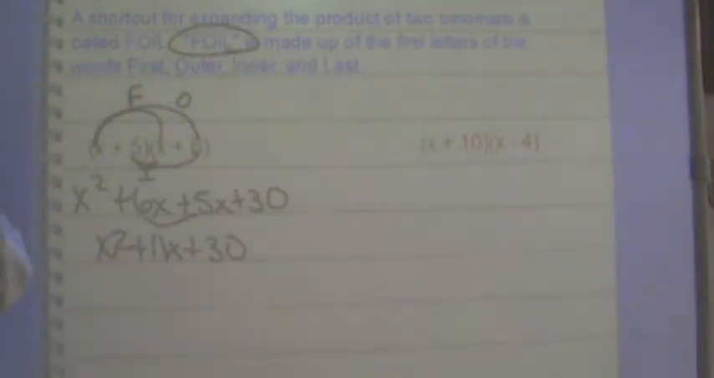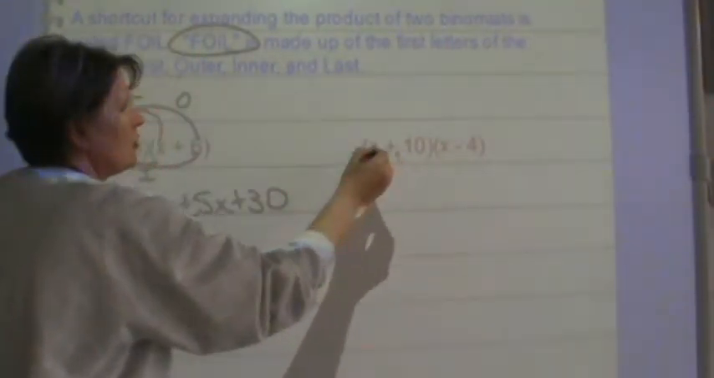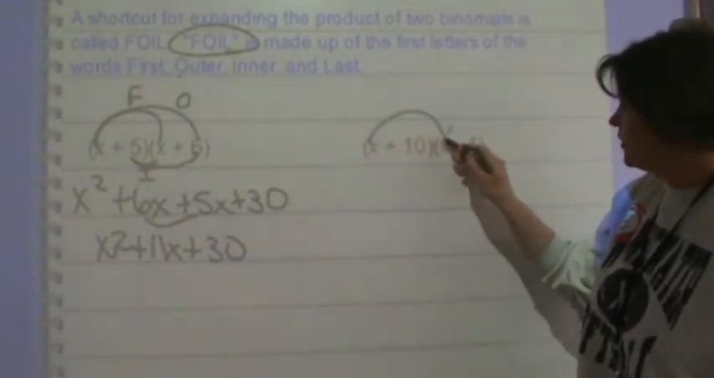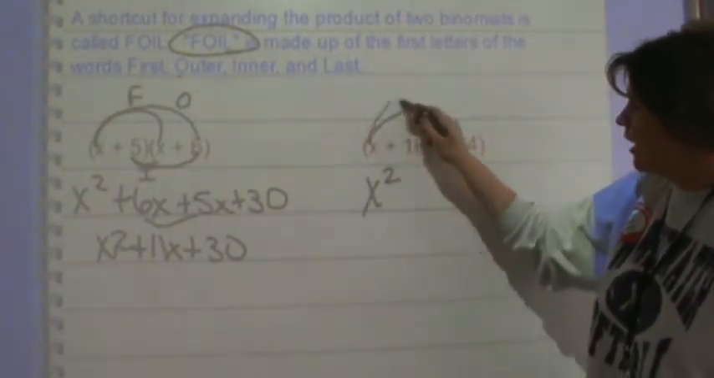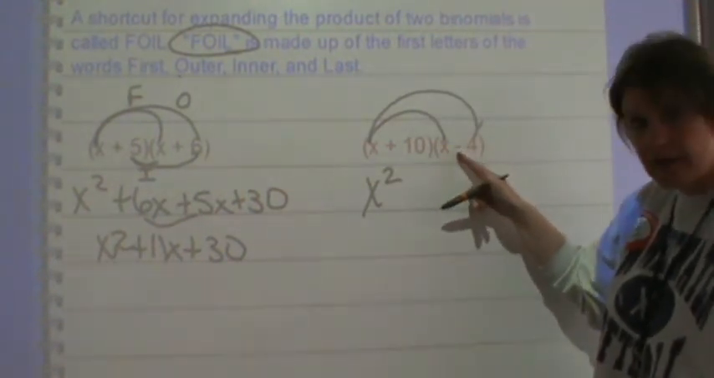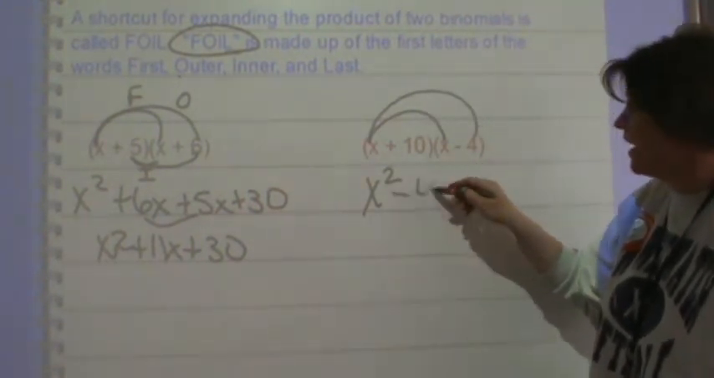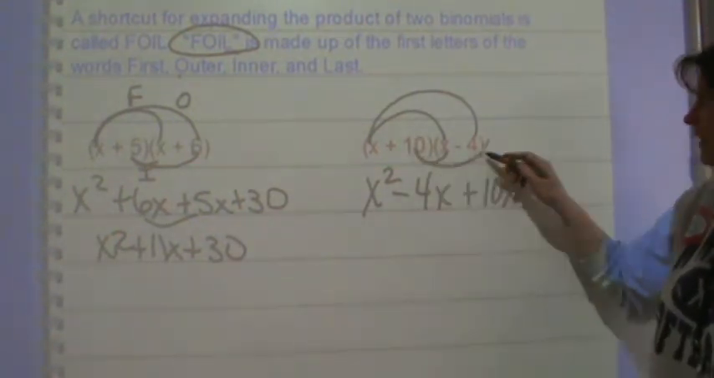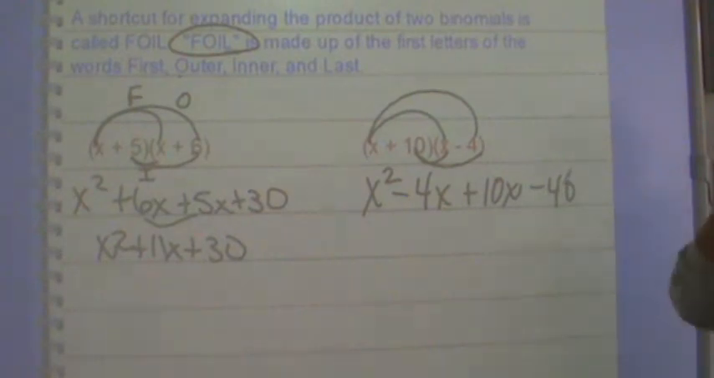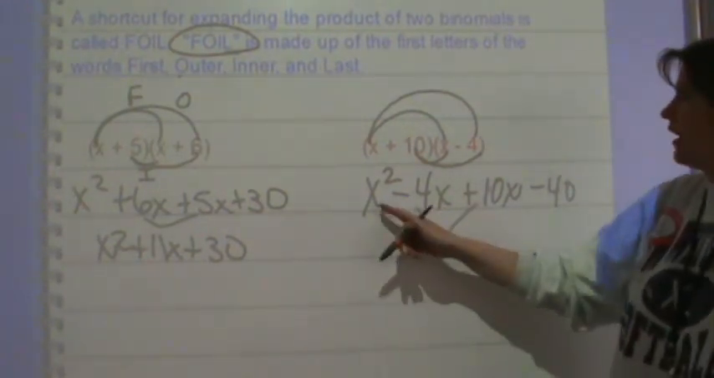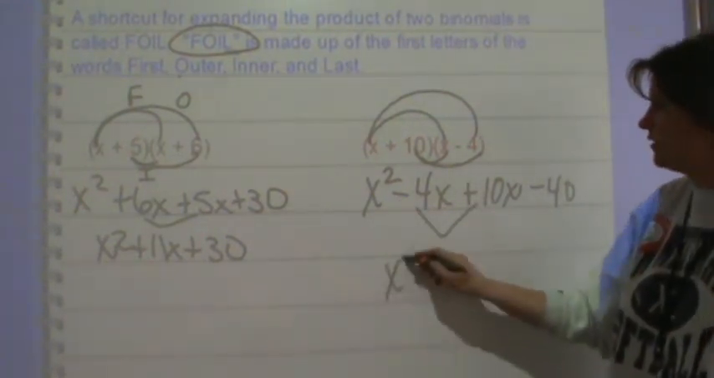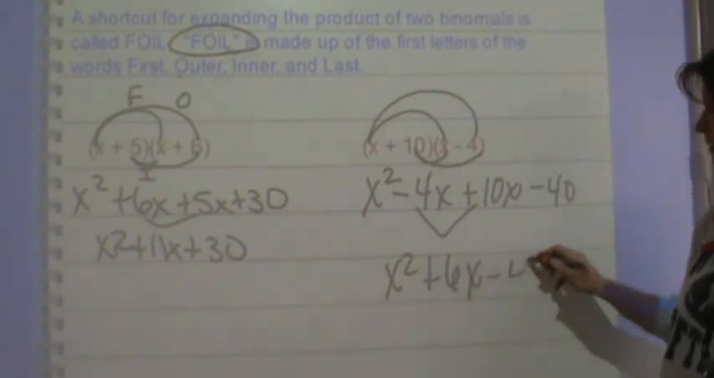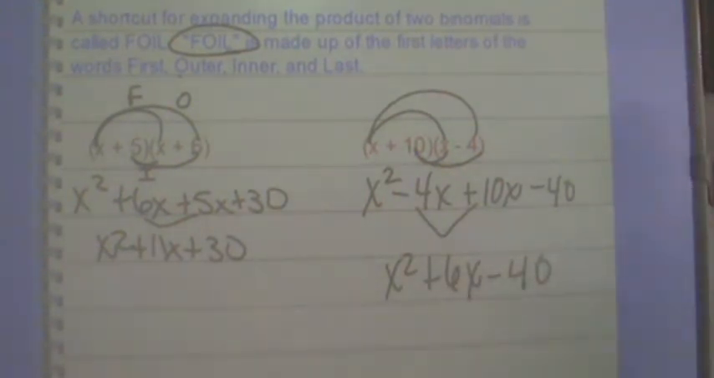I'm just going to do the one over here, just so we have room. So first times first, x squared. Outer times outer, don't get messed up by the sign. There's a minus there, so minus 4x. Inner times inner, and last times last. And again, watch your signs. So on my middle part, I've got negative 4x plus 10x is going to get me 6x. And then I get my minus 40. All right, let's try a couple more.